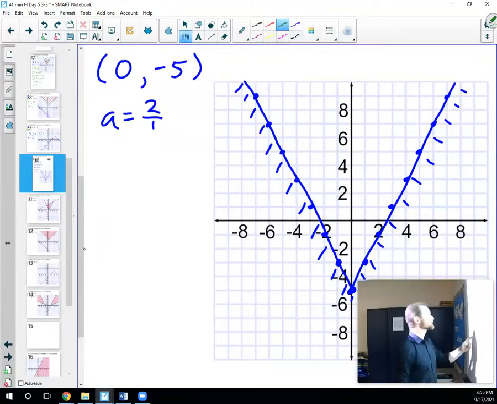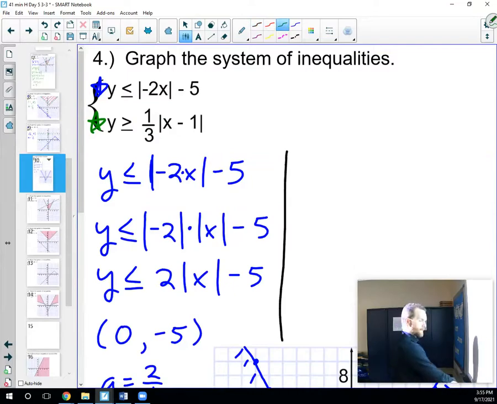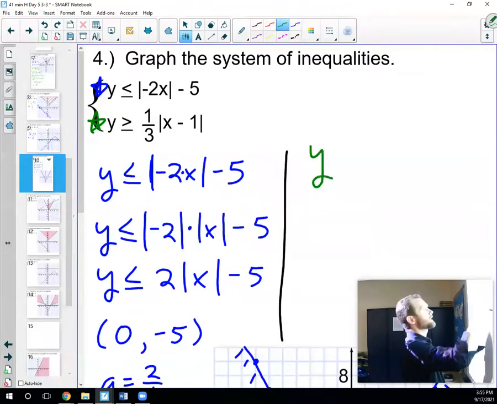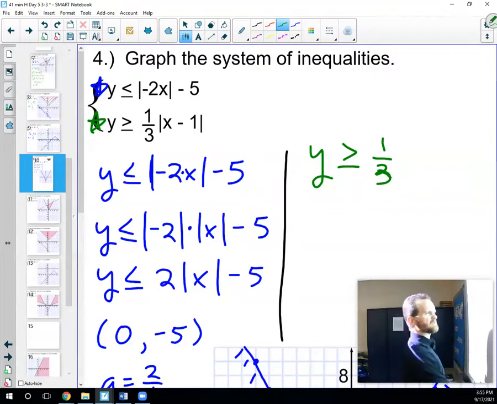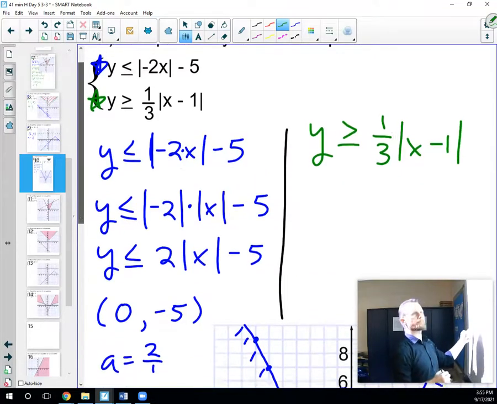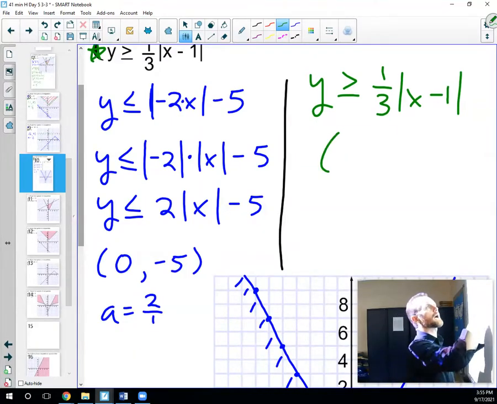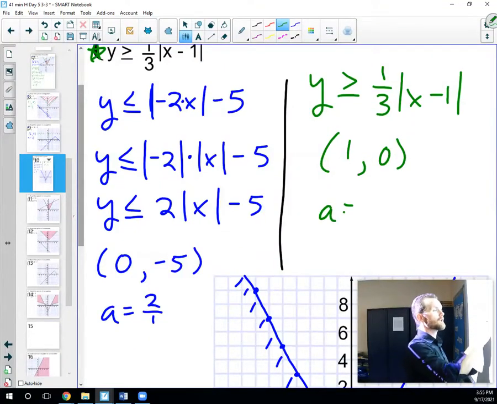Okay, let's take a look at the green. So let's do our work right next to it. The green is y is greater than or equal to 1/3 absolute value of x minus 1. That's already in vertex form. Oh, there's a 1 in front of the x, so we're good to go. So h is +1. Again, there's no k value, so it's just 0. And our a value, our quote-unquote slope, is 1/3.